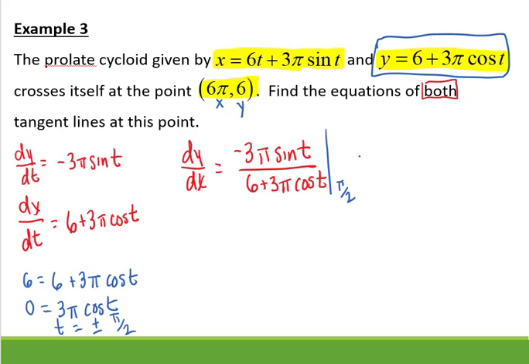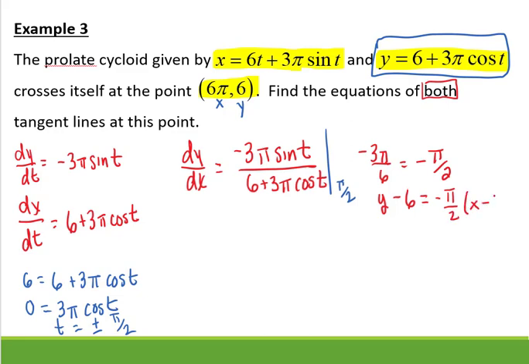So I get a negative 3 pi. I was questioning myself. I plug in pi over 2 on the bottom. That goes to 0, so I have a 6. So my slope is negative pi over 2. So one of my equations is y minus y1 is equal to m times x minus x1.